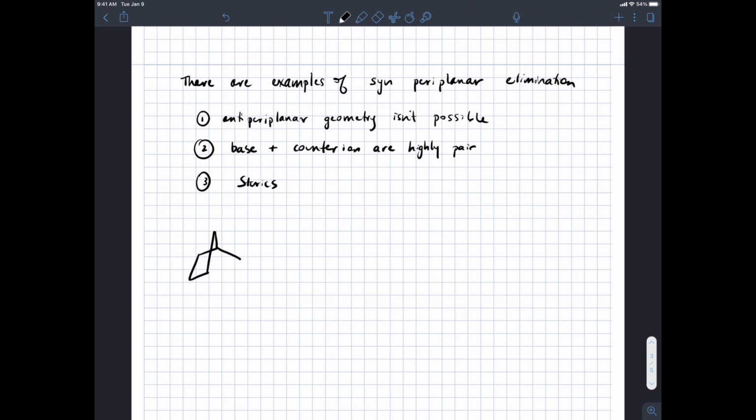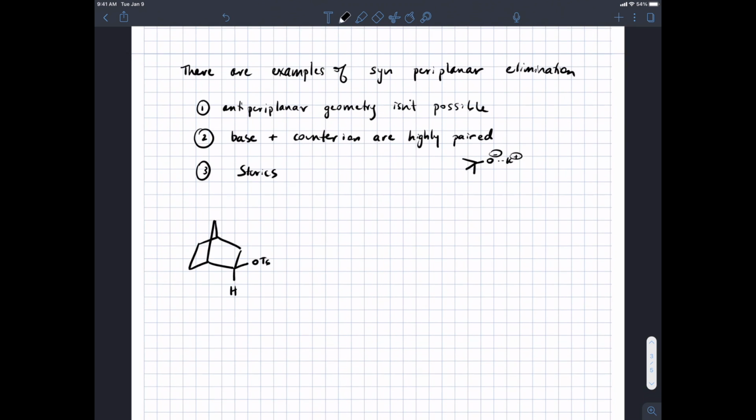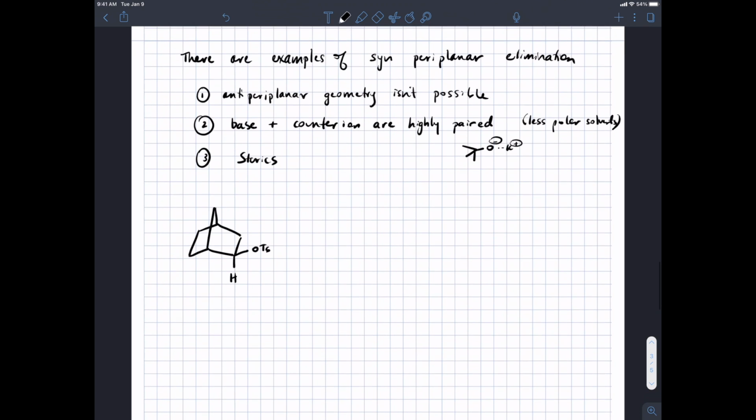One of these horrendous bicyclic systems. We've got a leaving group in a pseudo-equatorial position. Highly paired. So that would be like you've got potassium t-butoxide and the counter ion, very close together, not separated in solution. Right, good. Less polar solvents. Good prediction. All right, so this is an example of situation number one.